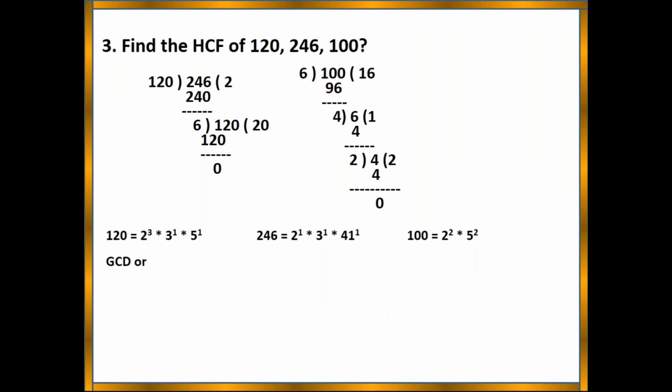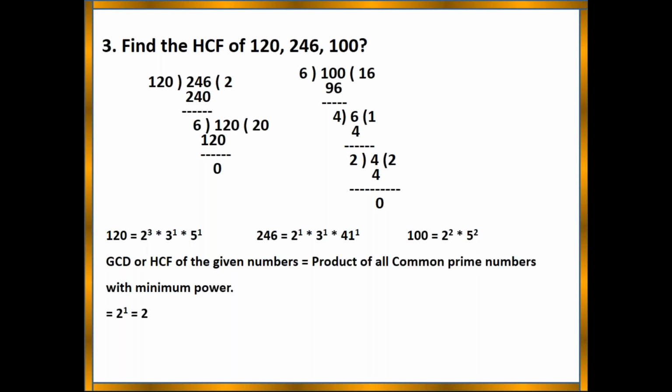So in 120, 2, 3, 5 are there. In 246, 2, 3, 41 are there. In 100, 2, 5 are there. Which one is the common prime number? 2. 3 is not common among the 3 numbers, 5 is not common, and 41 is not common. Did you observe? Only 2 is common for 120, 246 and 100. So you take 2 with powers 3, 1 and 2. Which one is the minimum power? 2 power 1. So that is the answer.